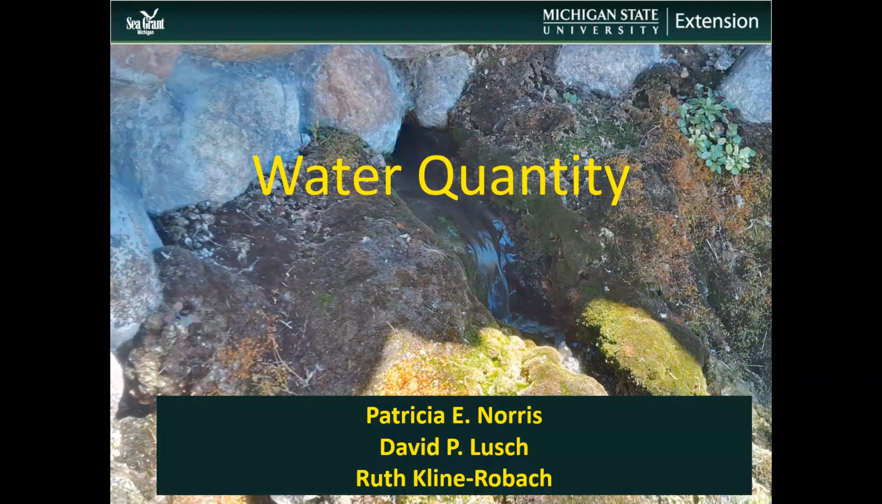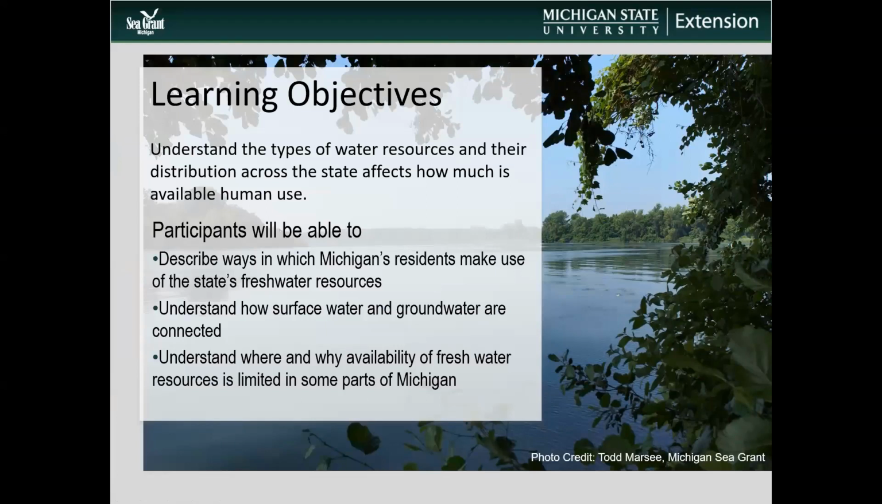So let's get started. My objective for today is to cover ways that Michigan residents use our state's freshwater resources. We're going to talk a lot about groundwater today and the connection between groundwater and surface water. And we'll talk about the availability of our freshwater resources in Michigan and what that means to you, our audience member, as local officials who are making land use planning decisions that impact water.